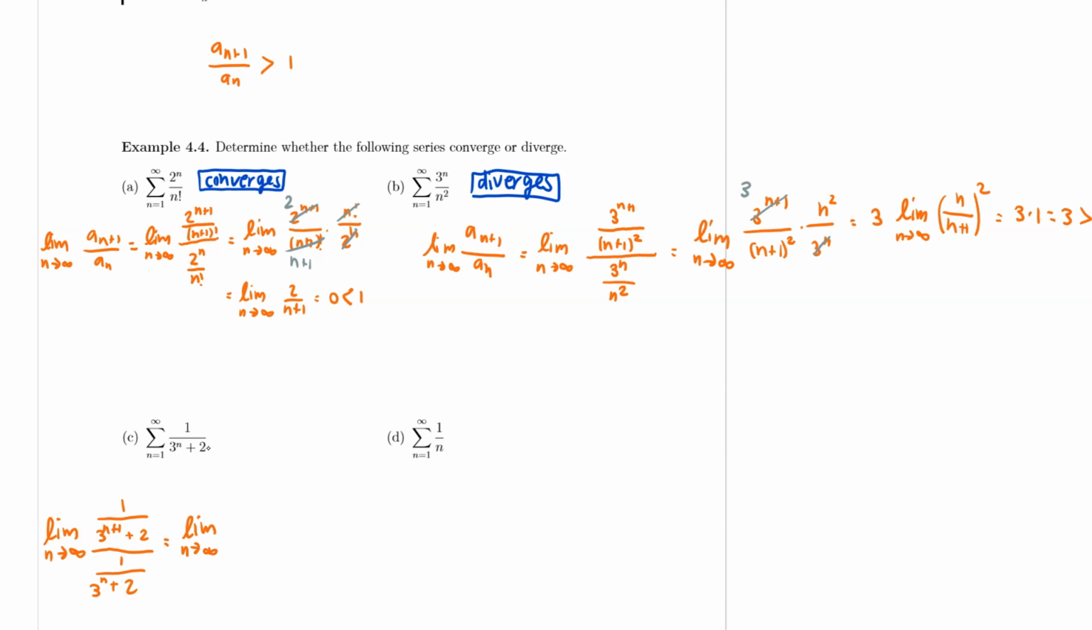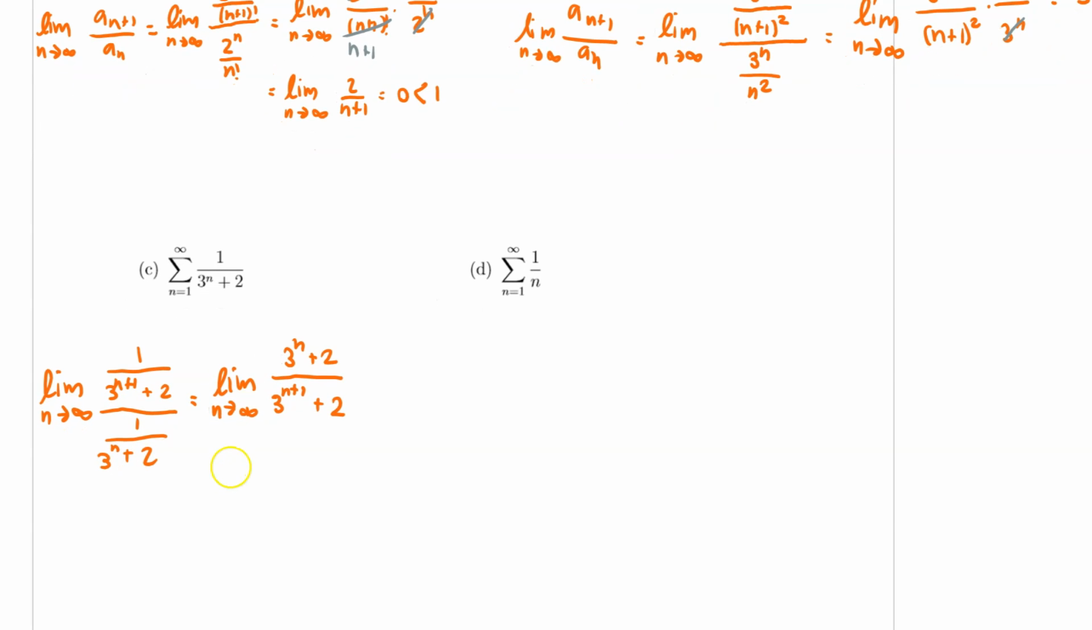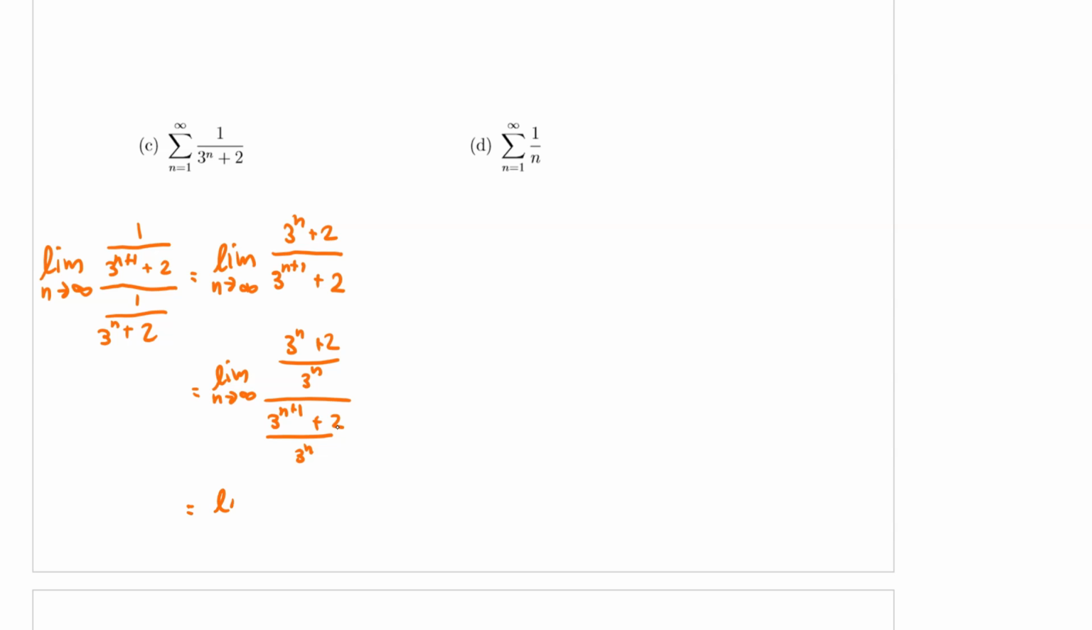Now again, I bring the denominator up top, so I'm going to get 3 to the n plus 2 divided by 3 to the n plus 1 plus 2. Now, I can divide both the numerator and denominator by 3 to the n. So then I'm going to get the limit when n goes to infinity of 3 to the n plus 2 over 3 to the n, over 3 to the n plus 1 plus 2 over 3 to the n. And this is going to equal the limit when n goes to infinity of 1 plus 2 over 3 to the n, divided by 3 plus 2 over 3 to the n.